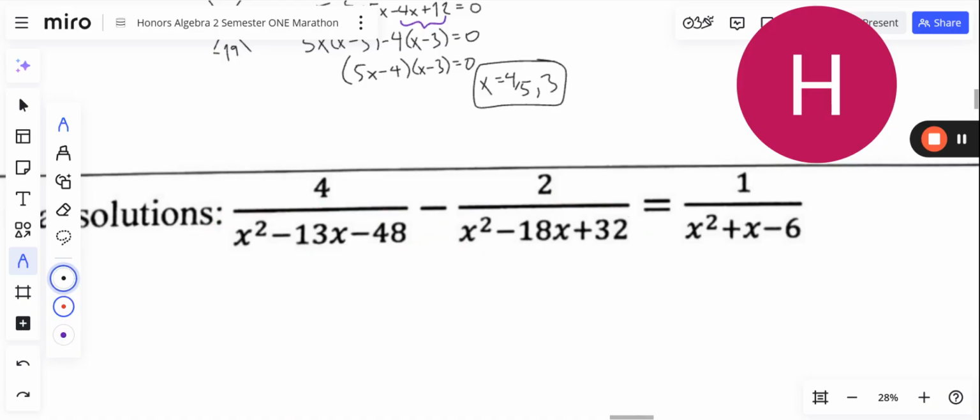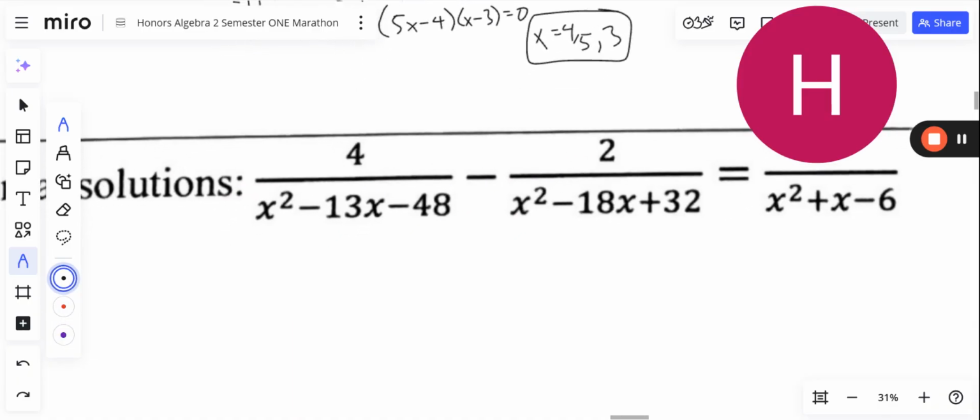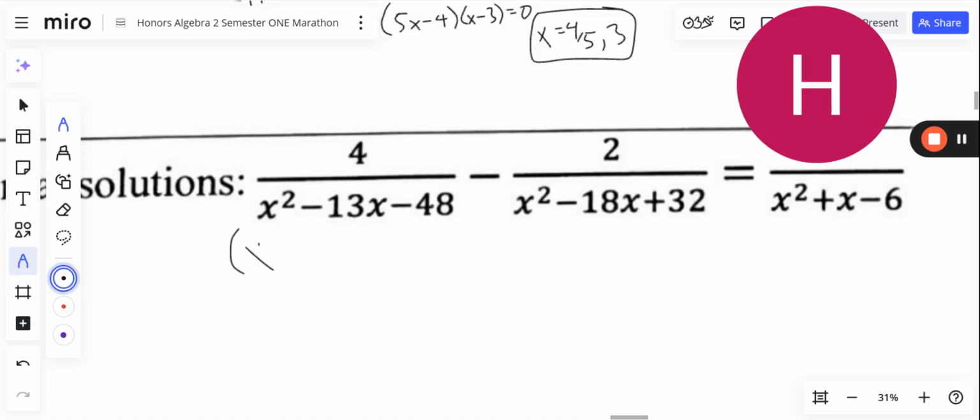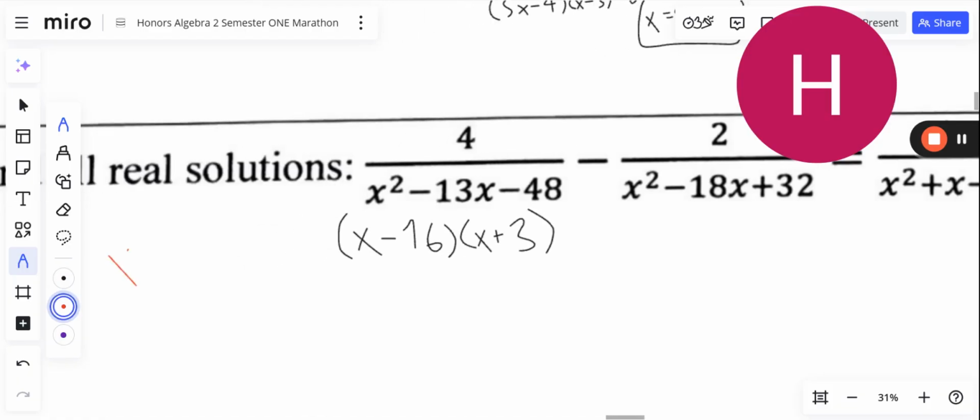We're going to need to factor anyway to figure out what the common denominator is. So let's go ahead and do that. What is this going to factor to? x minus 16 and x plus 3. So this tells me that x cannot equal 16 and x cannot equal negative 3.